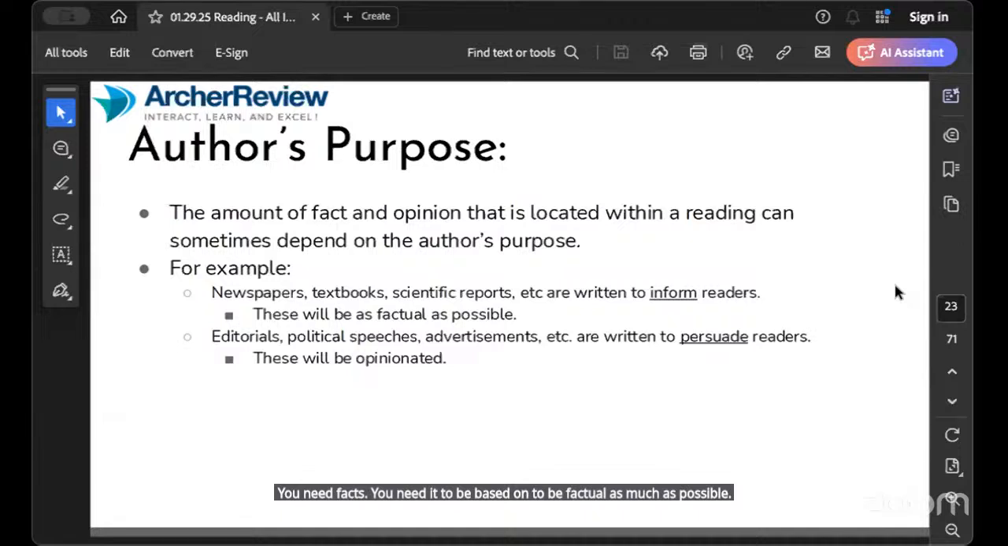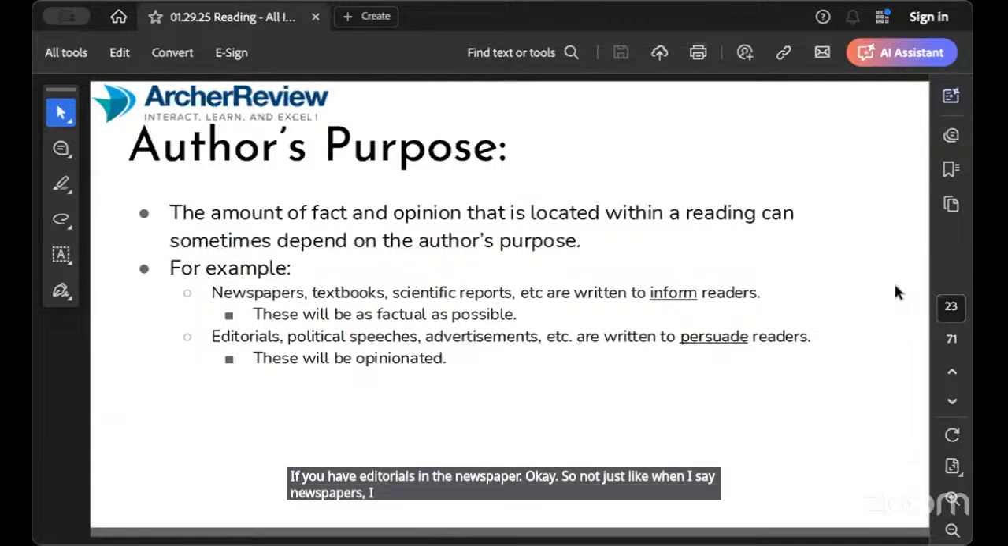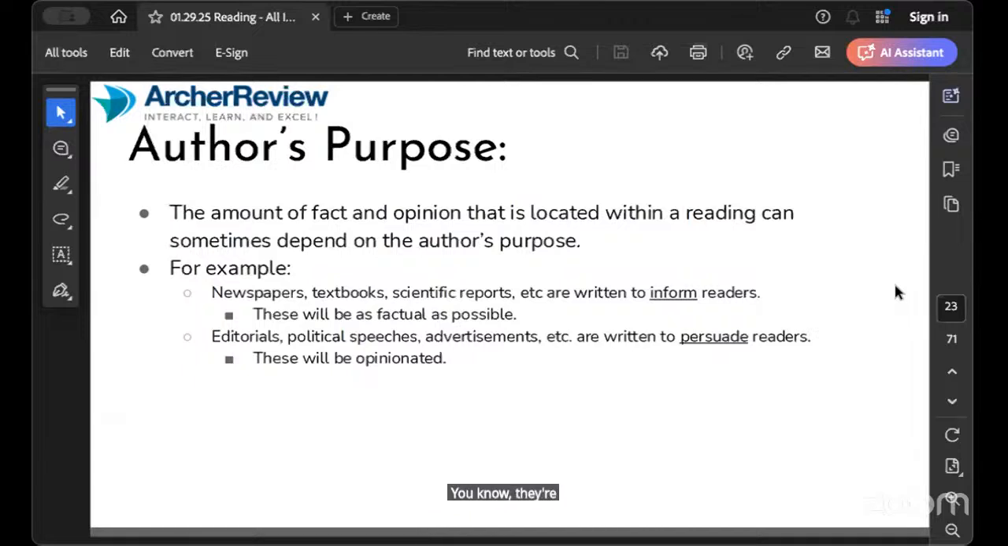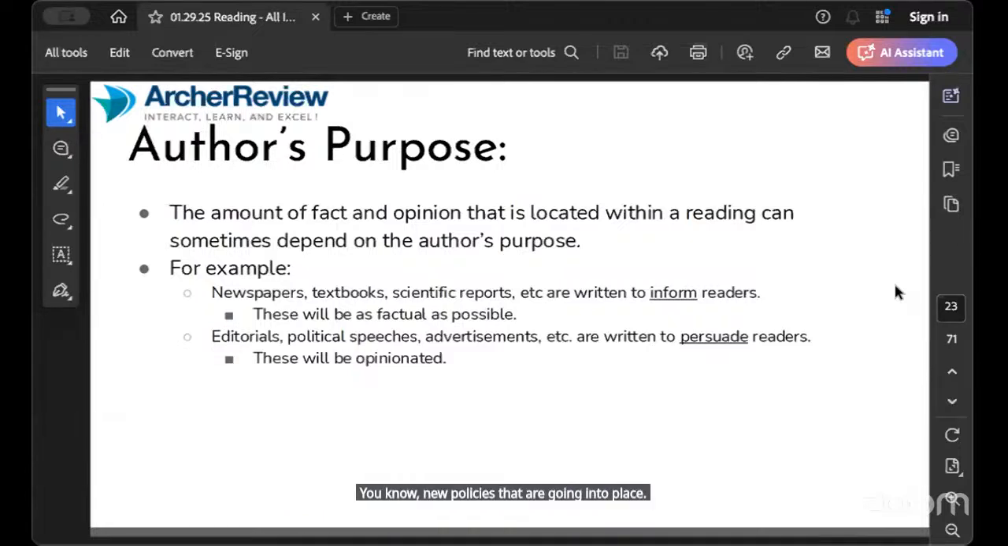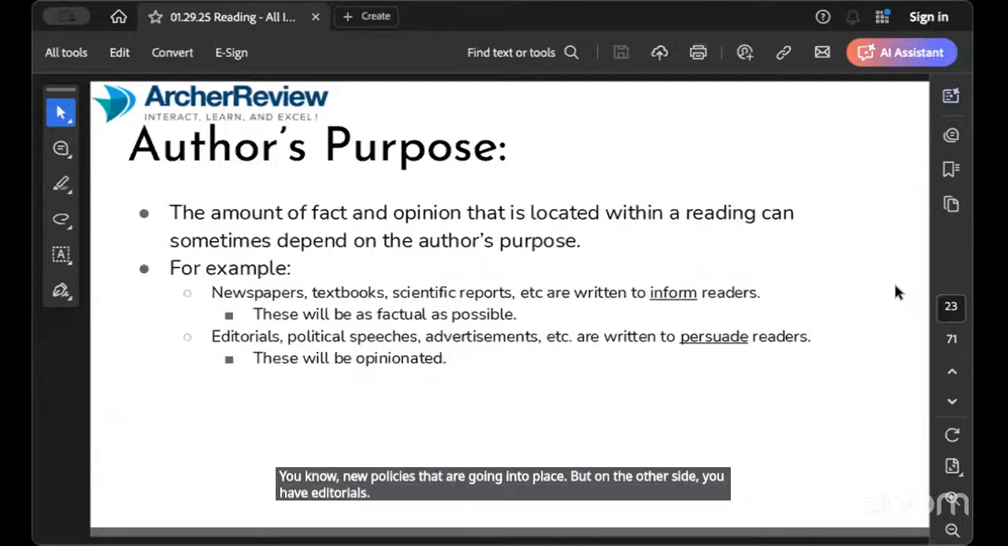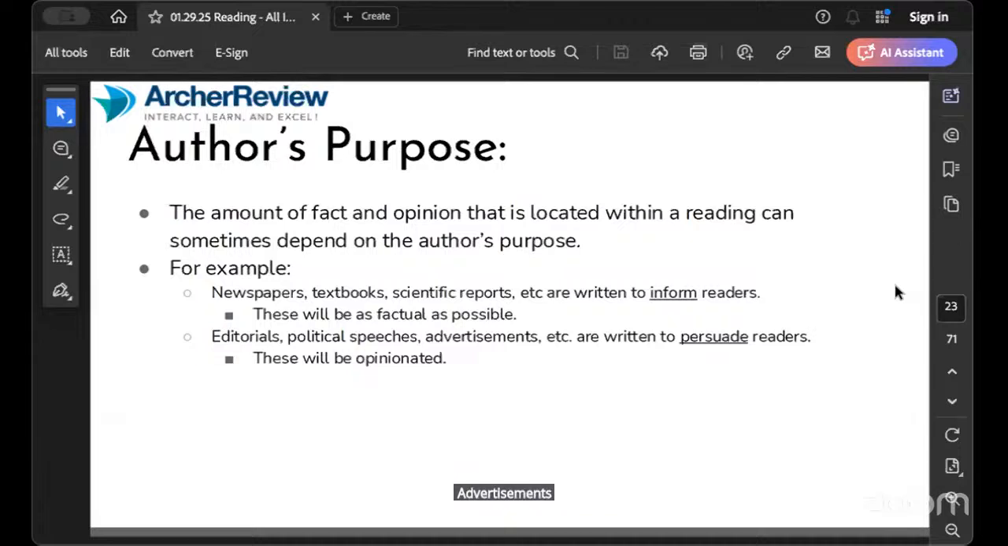If you have editorials in the newspaper, okay? So not just like when I say newspapers, I mean the news stories. They're talking about, oh, I don't even know. What are they talking about in the newspaper? New policies that are going into place. But on the other side, you have editorials. Well, editorials, political speeches, advertisements, those are all meant to persuade the reader in some way or another.